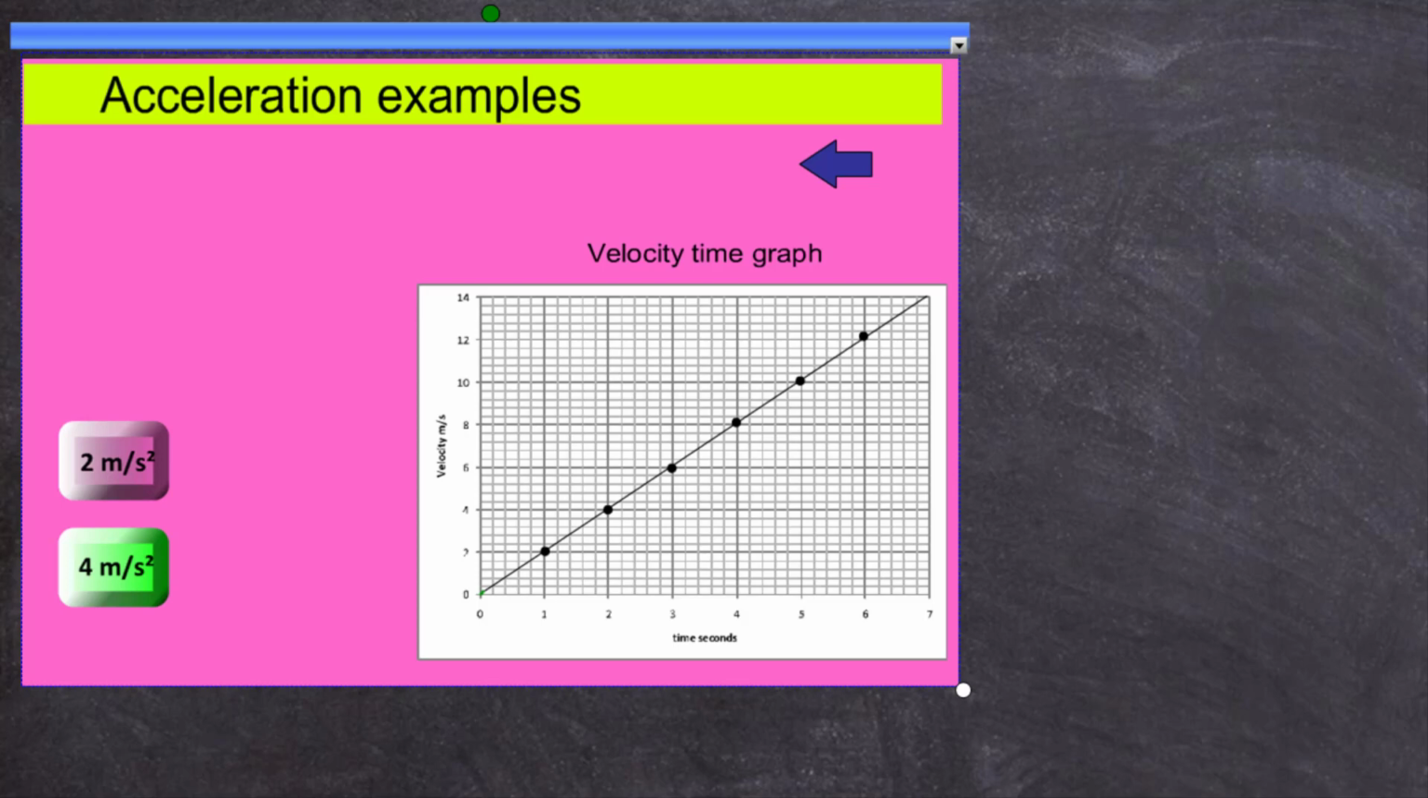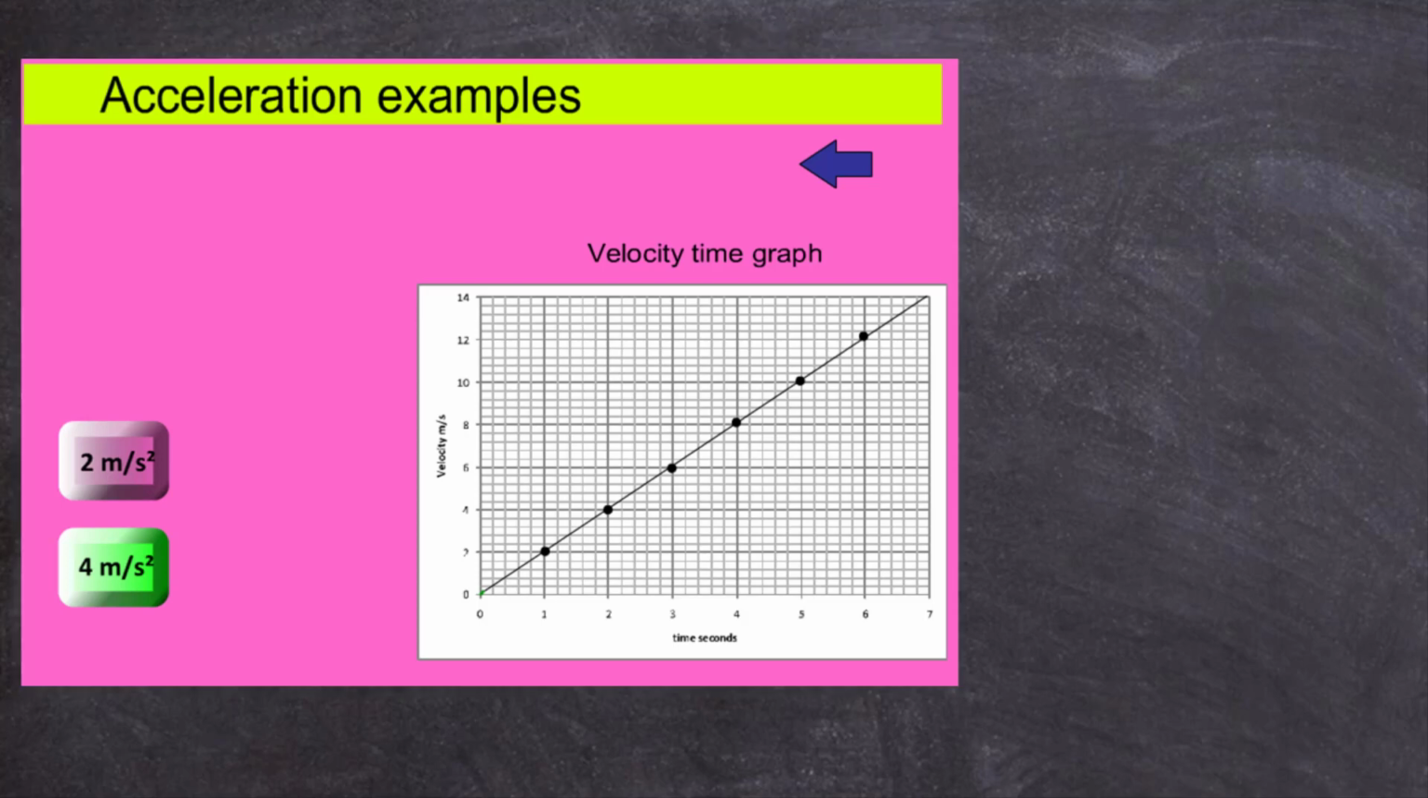But say we wanted to find the acceleration of an object from its velocity time graph. Well, we rely on this equation here. The acceleration, as we know, is equal to the change in velocity over the change in time. Now when we're dealing with graphs, it's better to write the acceleration equation in this form here.